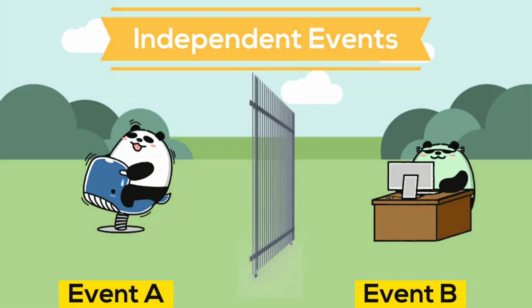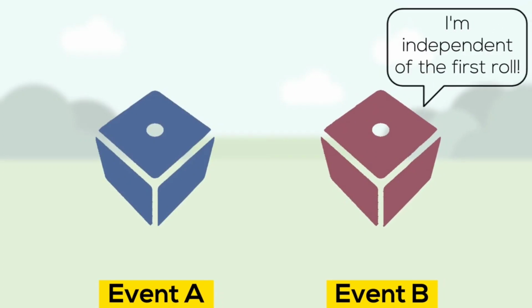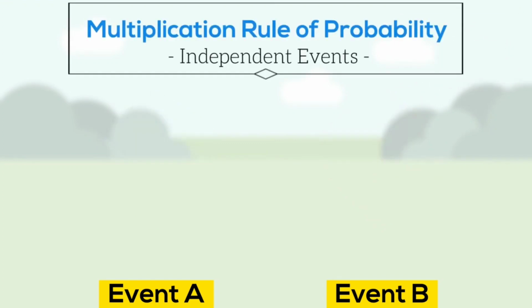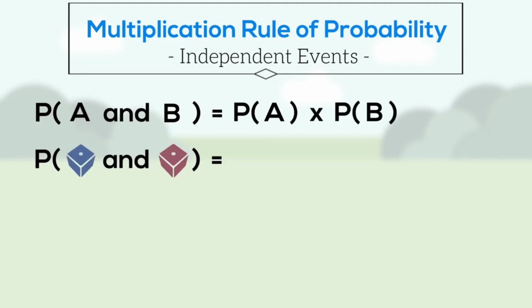For example, what's the probability of rolling snake eyes? Each roll is an independent event because the value on one die has no influence on the value of the second die. The multiplication rule of probability says that the probability of 2 events, A and B, happening together is the probability of event A multiplied by the probability of event B. In this case, the probability of rolling a 1 on the first die multiplied by the probability of rolling a 1 on the second die. This is the case if you're rolling the dice together or one at a time.